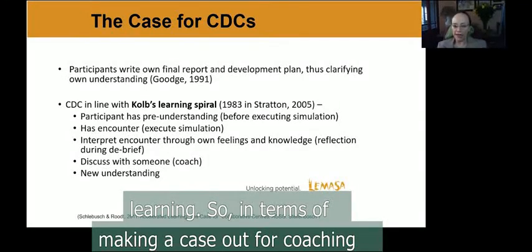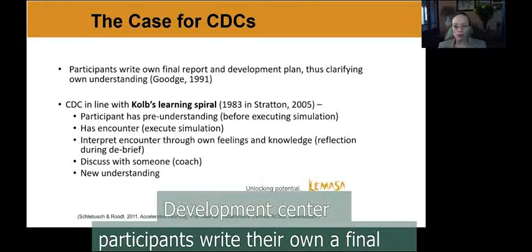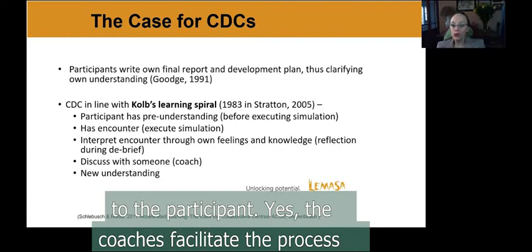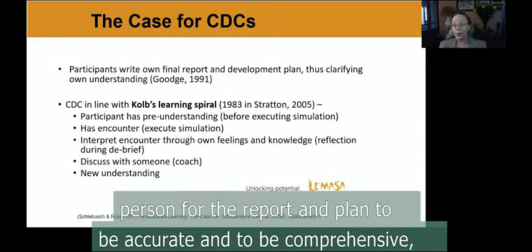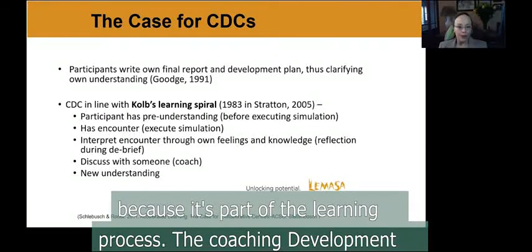So in terms of making a case for coaching development centers, what is important is that during a coaching development center, participants write their own final report and development plan. So again, we give that accountability to the participant. Yes, the coach assessor facilitates that, and yes, the coach assessor is the final accountable person for it to be accurate and comprehensive. But it is crucial that the participant actually does that, because it's part of the learning process.